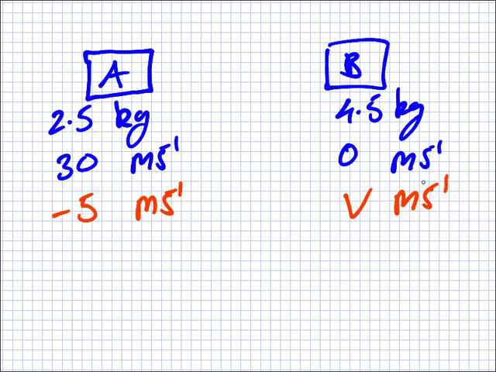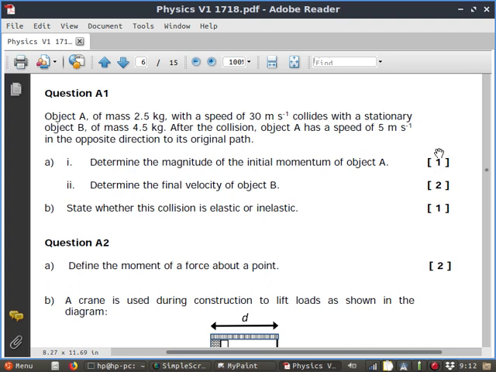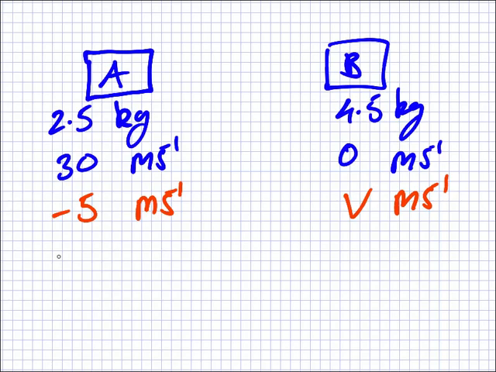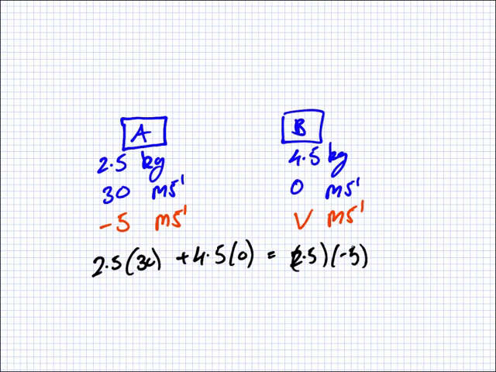Did you say +5? Yes? Then no marks for you. So, m1 u1 plus m2 u2 equals m1 v1 plus m2 v2. Like that.